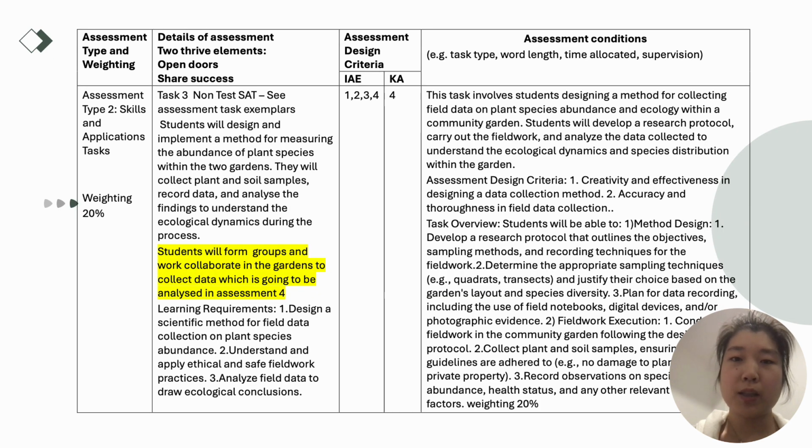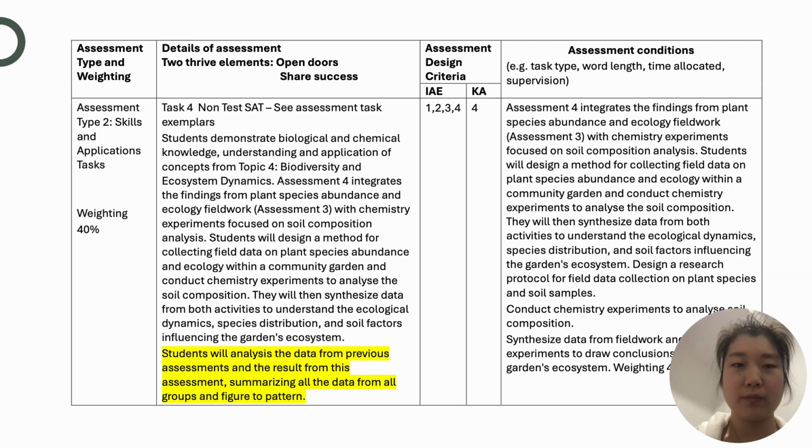In Assessment 3, students will work in groups to design a method of measuring the abundance of plant species within the 2 gardens. They need to analyze the data collected in the garden and understand ecological dynamics and the species distribution within the garden. Assessment 4 is the most important part of the course. It is based on the outcome of the previous assessments.